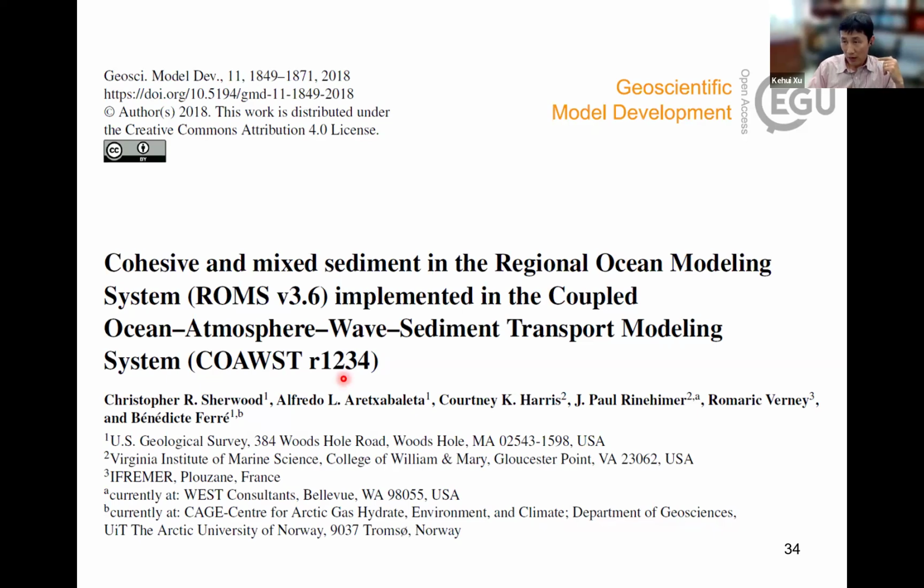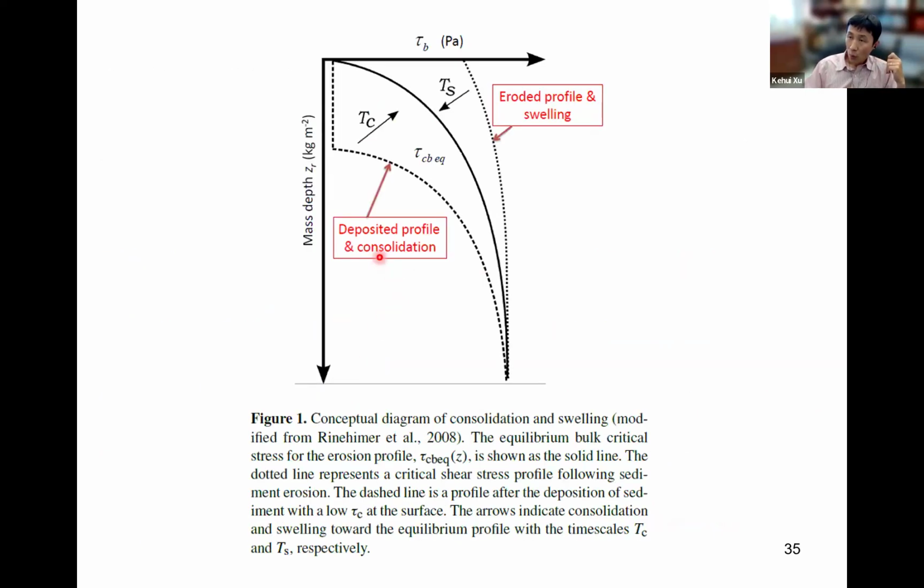So in this new modeling effort, Sherwood et al. mainly deal with the bed consolidation and swelling. So this is seawater. Here's the seabed surface, and this is the erodibility curve. Basically, the idea is that on the surface, sediment is more erodible. Even if you apply just a small shear stress, you would be able to erode the loose sediment. But if you deal with the sediment in the deeper layers, it's harder to erode them.